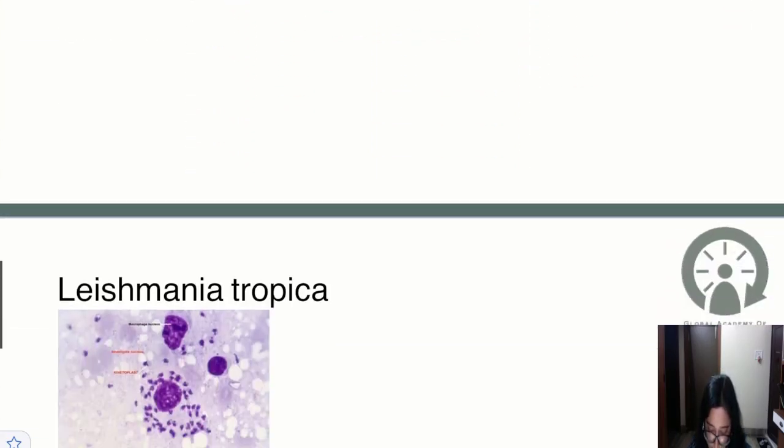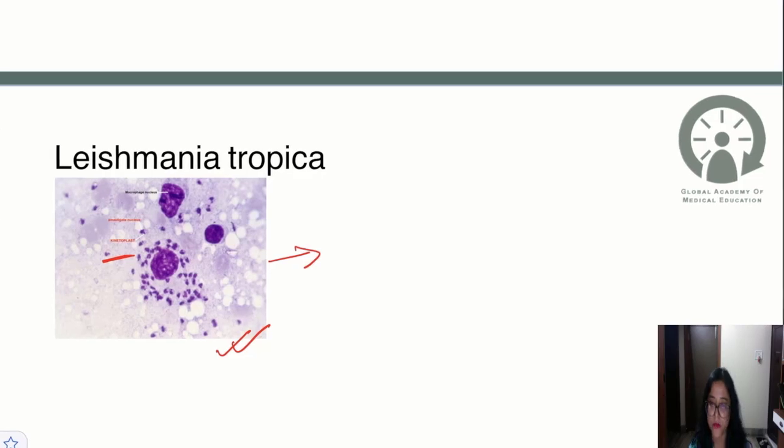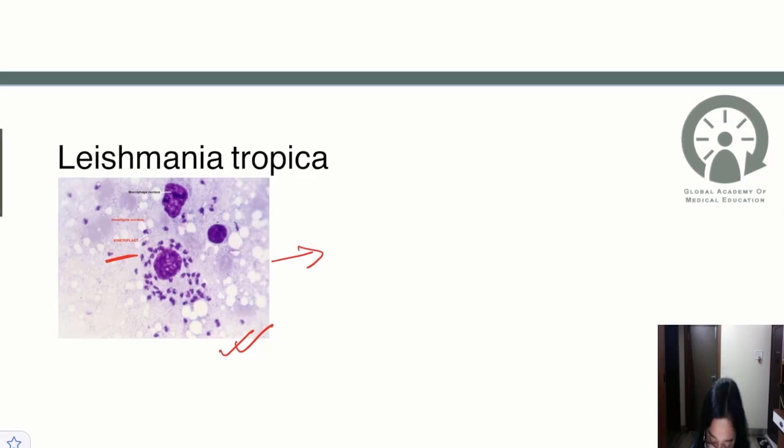Next we come to another question, where they had provided an image in which they have clearly mentioned the kinetoplast and the axoneme. This is the amastigote form. The history provided was a patient with an ulcer, probably from Rajasthan, and it was a case of oriental sore.